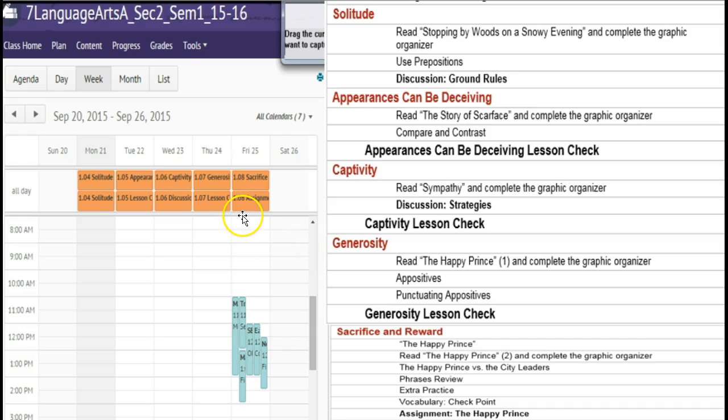And then finally, we'll wrap up our week on Friday, the 25th, with reading 1.08, which is called Sacrifice and Reward, and it's the second half of the Happy Prince. And then you look at phrases review, because all week you've been working on phrases. There's some extra practice, there's a vocab checkpoint, and then there's a writing assignment for the Happy Prince.